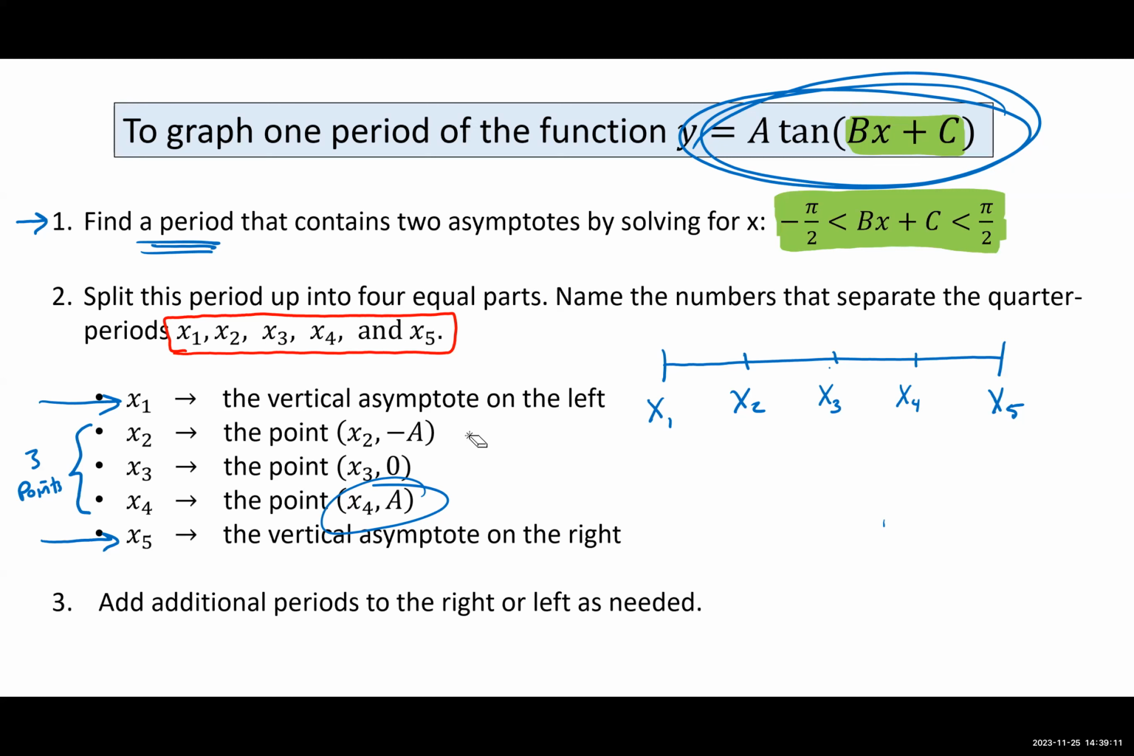Okay, I think it might be easier to see what's going on here if we do an actual problem. And then if we need to, we could graph additional periods by first graphing one period and then just making copies of that period, as many as we need, either to the left or to the right.